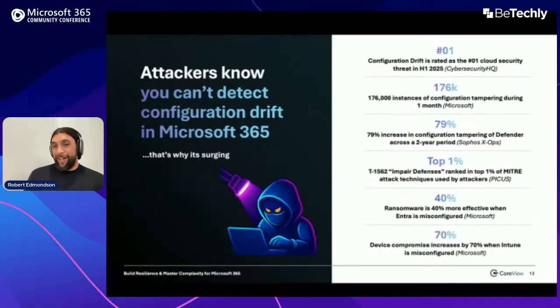Microsoft themselves as well, in their own documentation, highlight that if Entra gets misconfigured or Intune is misconfigured, it massively increases attack efficacy. In the case of Entra, ransomware can be 40% more effective if you only misconfigure Entra. This doesn't even refer to Defender misconfigurations, which would increase that number further. And Intune device compromise goes up by 70% if you can misconfigure Intune. And of course, that happens all the time.